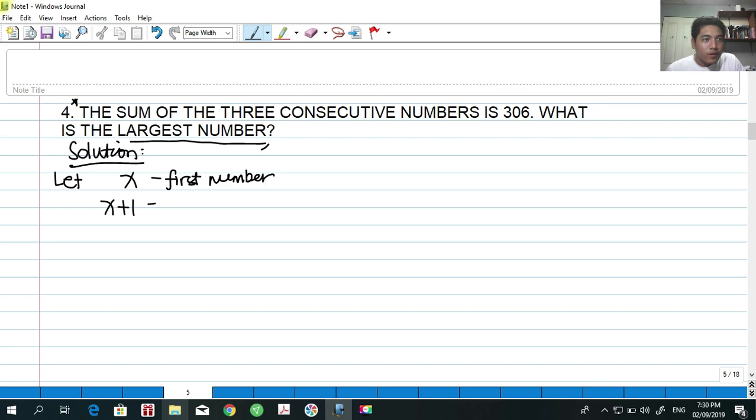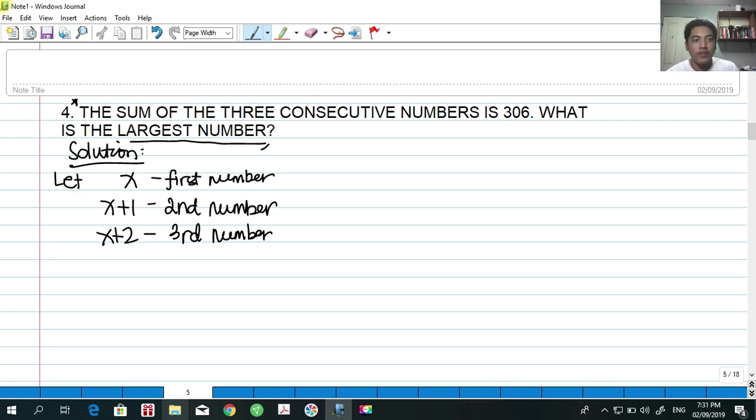So the second number should be x plus 1, because it's consecutive and we need to add 1. We let x be the first number, x plus 1 the second number, and x plus 2 the third number. Why x plus 2? Let's say the first number is 2. The next to 2 is 3, which is x plus 1, and the next to 3 is 4, which is x plus 2. So we use x, x plus 1, and x plus 2 for 3 consecutive numbers.